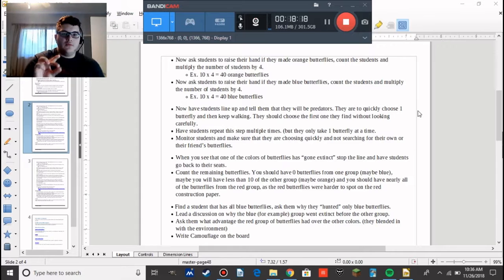This part of it was perfect for them because it allows them to go up and do the project. But if you do the butterflies and all that beforehand, this keeps them in the project and actually lets them learn. So this part, the lining up and being predators, is good.